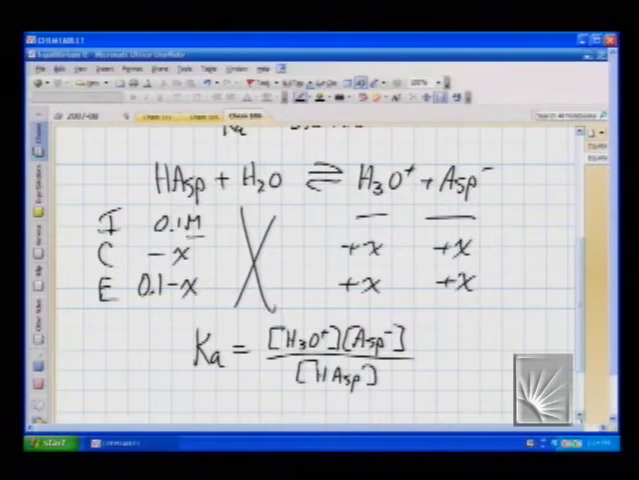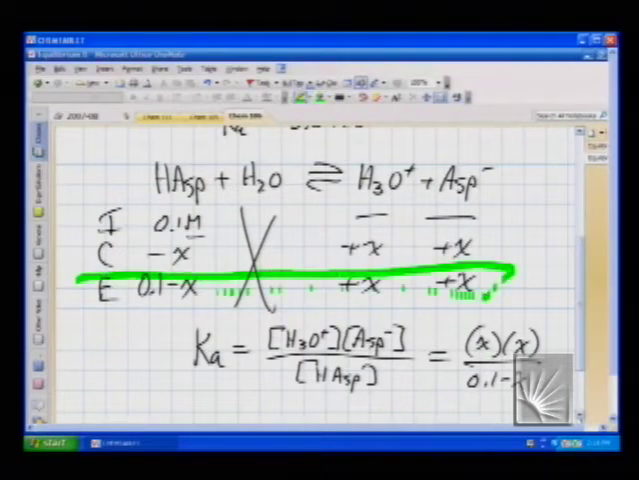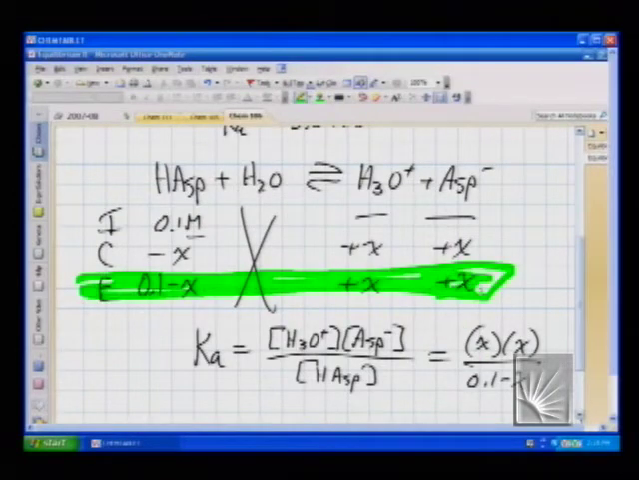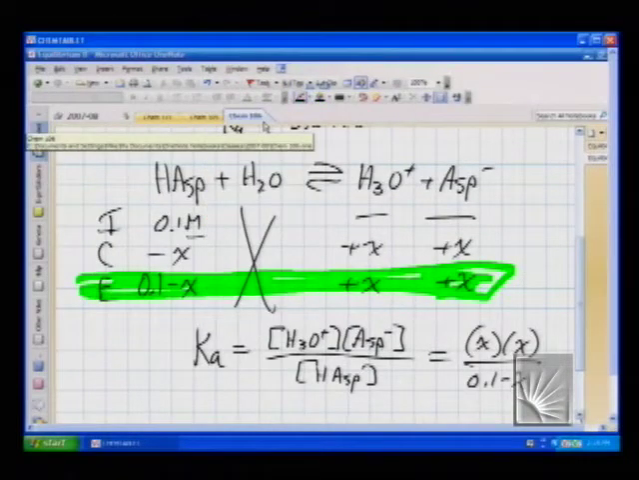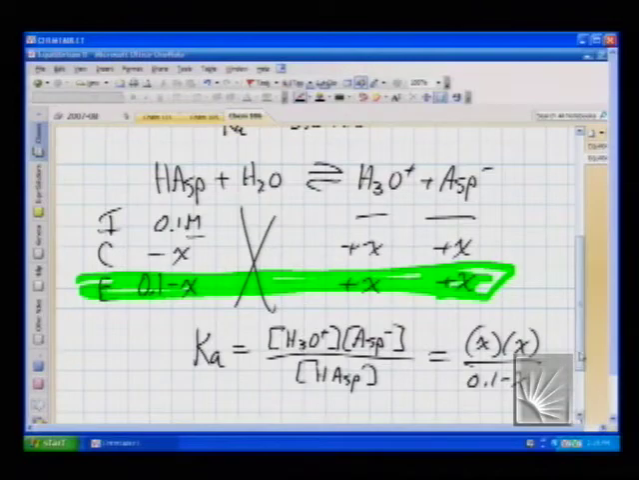We can write, once we have the balanced equation, the equilibrium constant expression, and then we can substitute in what we know. And this part here comes from the last row of the equilibrium table, the ice table. Whatever you put into the Ka expression has to have come from the ice table. So now we can solve this.